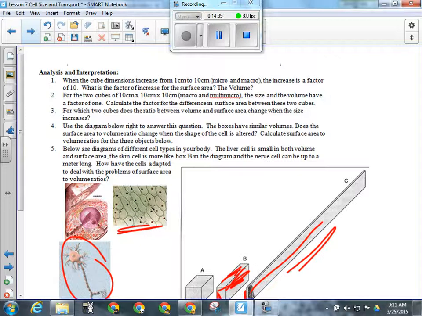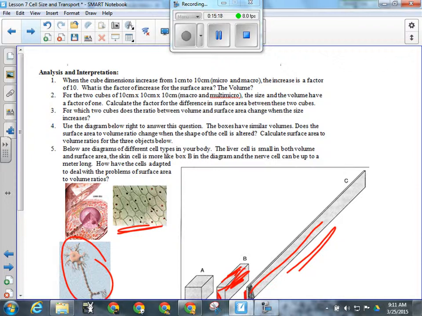For number 3, it's asking which 2 of the 3 cubes, if I make them bigger, will their surface area to volume ratio change? If I make micro bigger, it essentially becomes macro. If I make macro bigger, it's just a way bigger macro. And if I make multi-micro bigger, it's obviously bigger, but it's going to fill up all that space with more of the little micros that are all still the same size. That's just something we kind of have to know as background knowledge in order to answer that question.